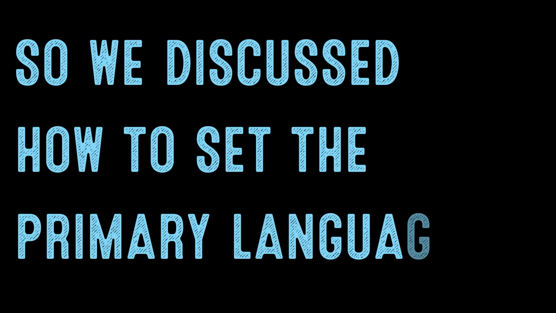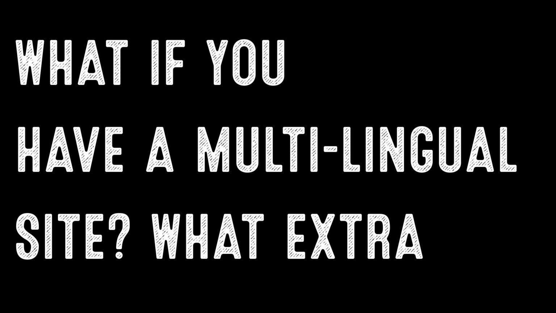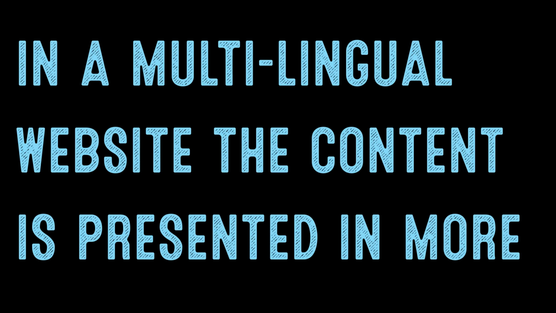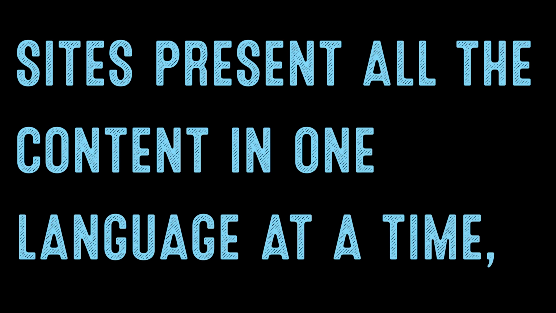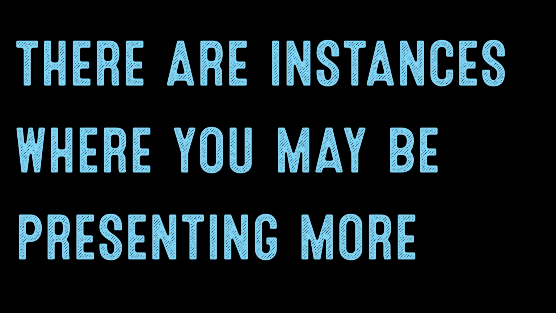The weekly code quiz. So we discussed how to set the primary language of your website for accessibility. What if you have a multilingual site? What extra steps are needed for accessibility? In a multilingual website, the content is presented in more than one language. While a majority of sites present all the content in one language at a time, there are instances where you may be presenting more than one language.